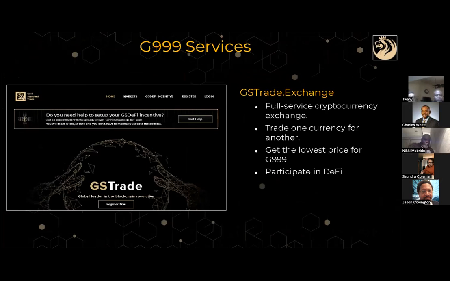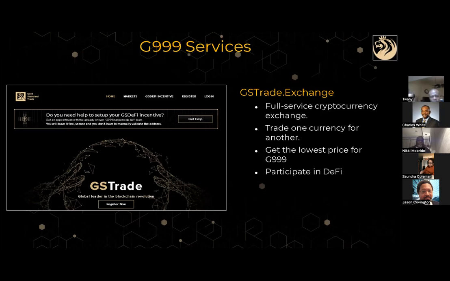So gstrade.exchange is a full service cryptocurrency exchange. And that is its actual URL. That's its website address, gstrade.exchange. If you have not created an account there, it's probably a good idea for you to at least check it out. With this exchange, you can trade one currency for another, one cryptocurrency for another. And this is also the place where you can get the lowest price for G999. So if you want to gather G999, you probably want to gather it on this site.